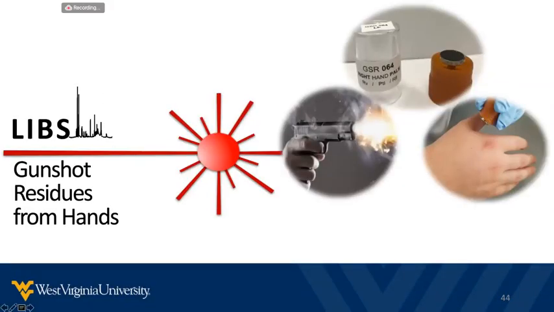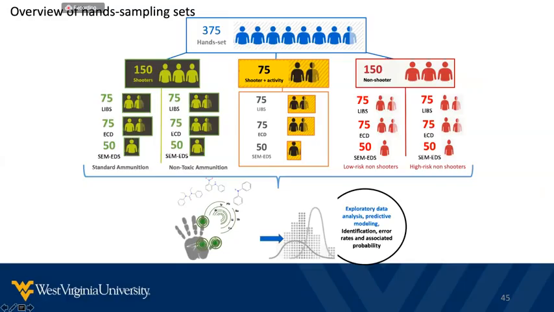So we are spending the rest of the talk describing our second application, which is the detection of gunshot residues from the skin of hands. To validate our methods, we designed, with aid of our statisticians, a data set composed of over 300 samples from shooters after firing standard and non-toxic ammunition and after doing some activity, and from non-shooters, including low-risk and high-risk background populations. So far, we have almost doubled our sample size expectations.